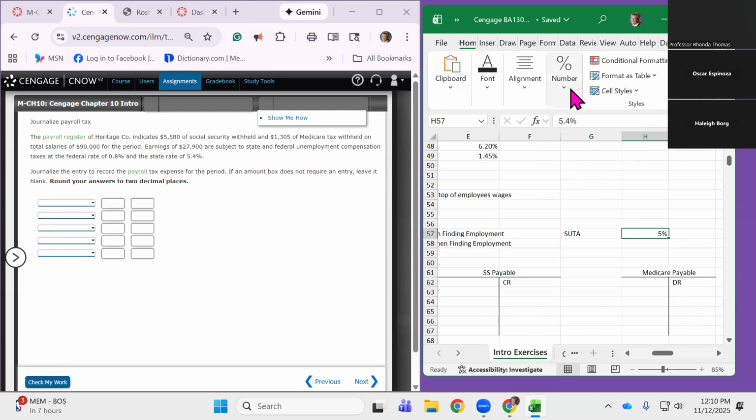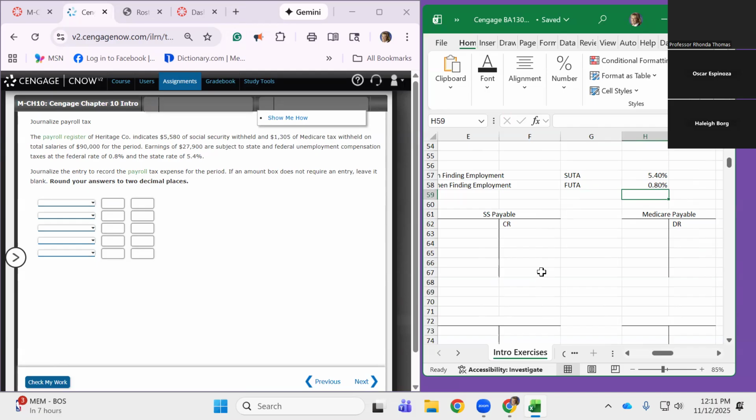Okay, let me show this. So I got to go out. There we go. 5.4%. The other one is called FUTA, Federal Unemployment Tax. And they're saying it is 0.8%. So we definitely want to make sure we've got the right number here. Okay, so this is going to be 0.8%. So that's not even 1% there. So be careful. Be careful.